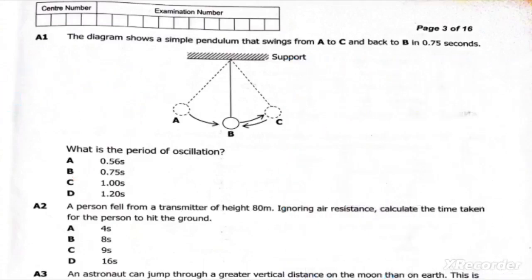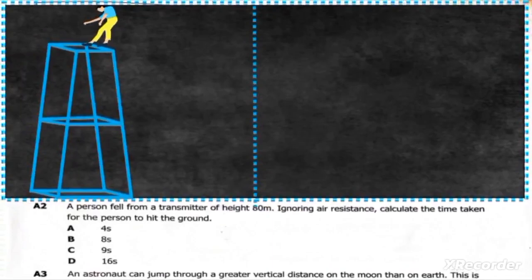Which is question 2. Question 2 reads, a person fell from a transmitter of height 80 meters. Ignoring air resistance, calculate the time taken for the person to hit the ground. A. 4 seconds. B. 8 seconds. C. 9 seconds. D. 16 seconds. So to answer this question, we are going to come up with the data. Okay, so this person is coming from the transmitter of height 80 meters.